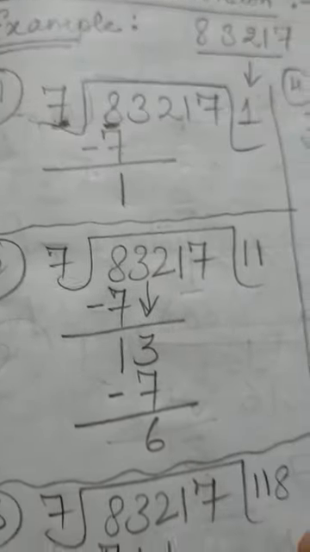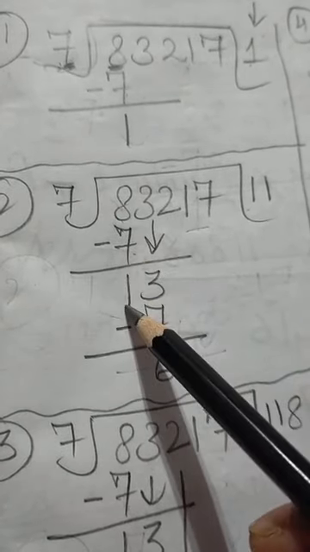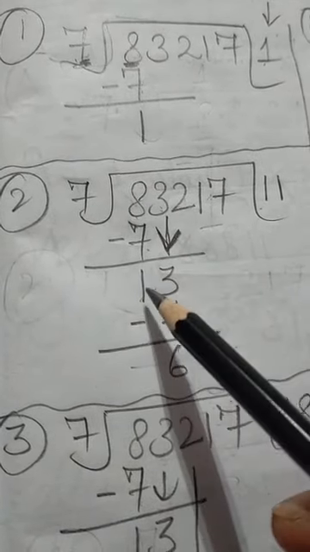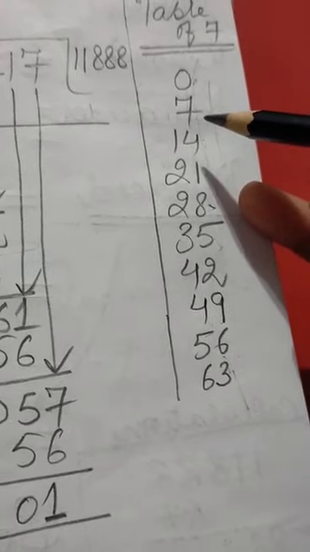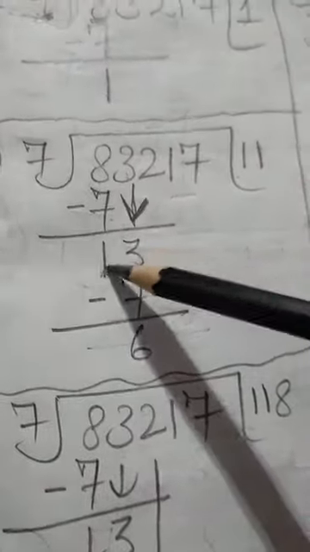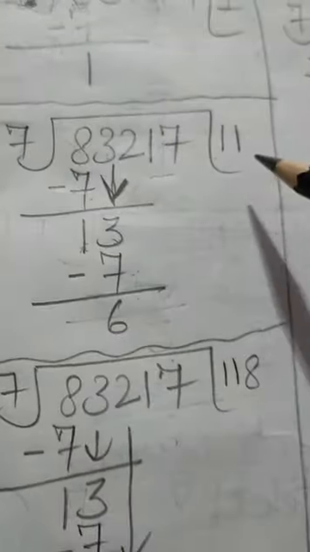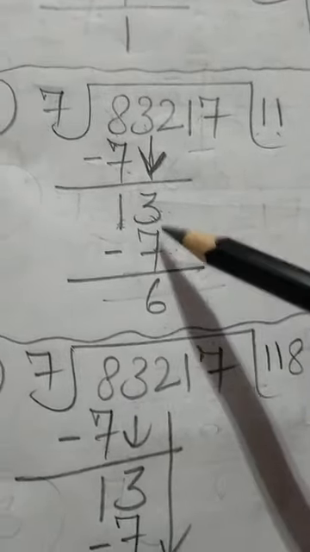Now what will be our next step? 7 ones the 7 we have written, 8 minus 7 is 1. Then we will take down the next digit. 3 is there, we will write 3 with 1, so it has become 13. Now again we will see the table of 7, what we can write under 13 so that it can be subtracted. 14 we cannot write, so again we will write 7. Under 13 we cannot write 14, so we will write only 7. Then again 7 ones the 7. Now 13 minus 7, we get 6.